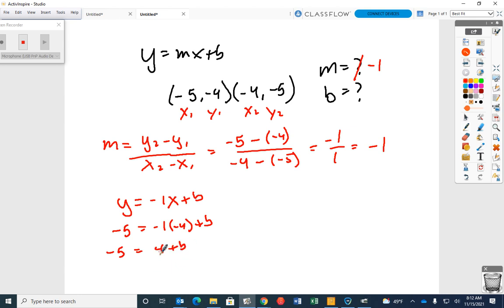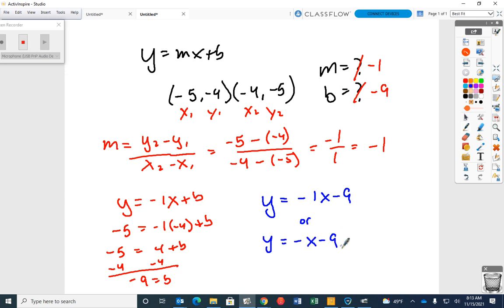Well, what do I do here? I need to get b by itself. What's keeping b from being by itself? 4. So I subtract 4 from here and from here. Negative 9 equals b. Do I have enough now? Okay, so if I write my equation, it should look like this. Y equals negative 1x minus 9, right? Or I could have also written this. Y equals what? Is that the same thing? Yes, it is. Okay.